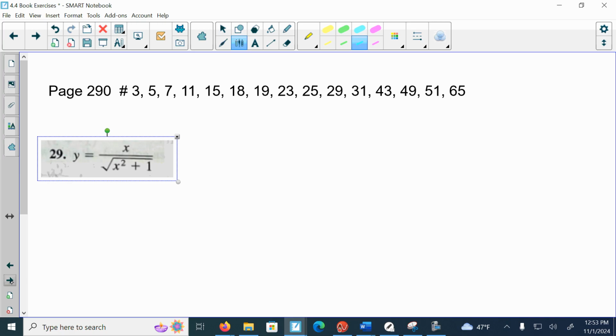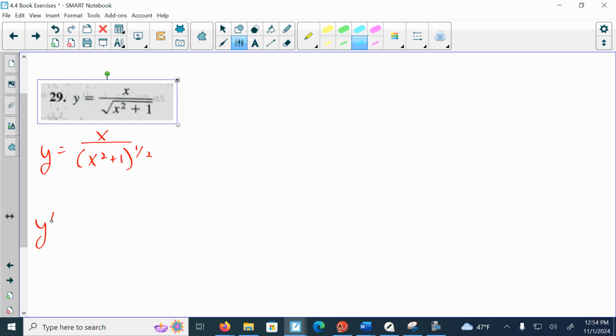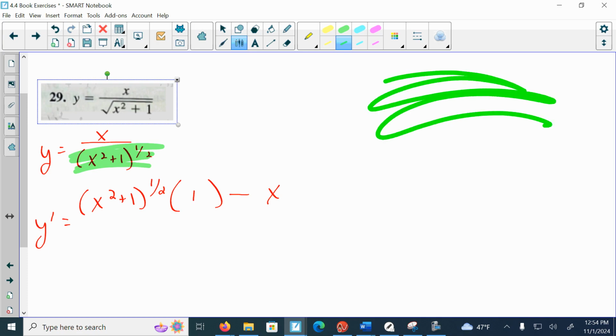Okay, the next one, I am going to do the same thing, but now I'm going to do the quotient rule and the chain rule within the quotient rule. So I'm going to rewrite this as x squared plus 1 to the 1/2 power. When I go to take the derivative, I'm leaving the denominator the same, taking the derivative of the numerator, so the derivative of x is just x, minus, leave the x alone, and now I have to take the derivative of this x squared plus 1. So over here, I'm going to go do that.